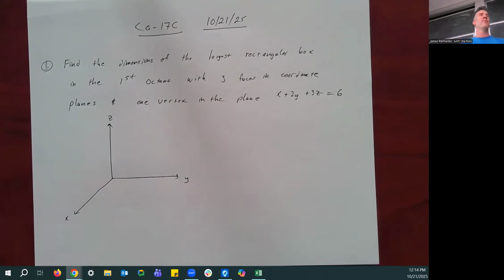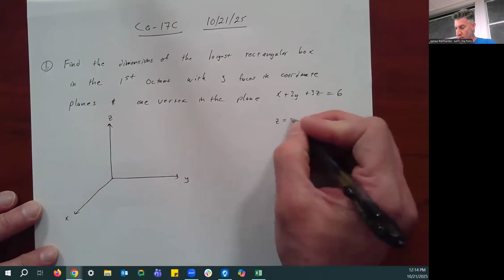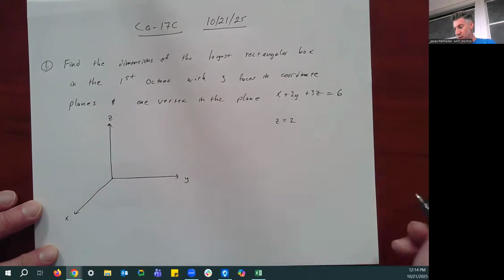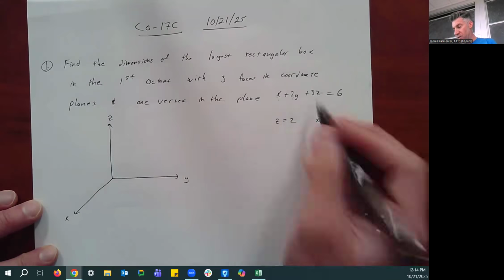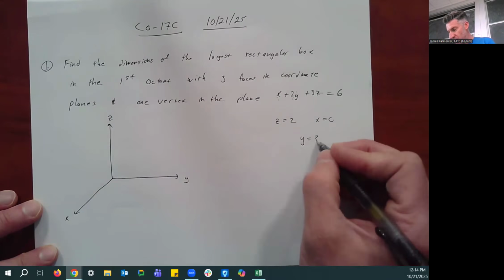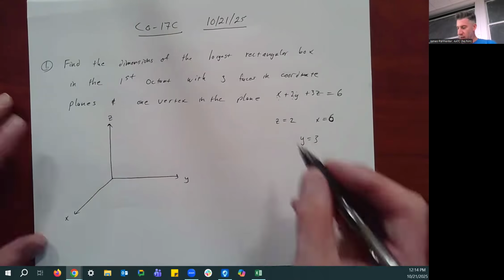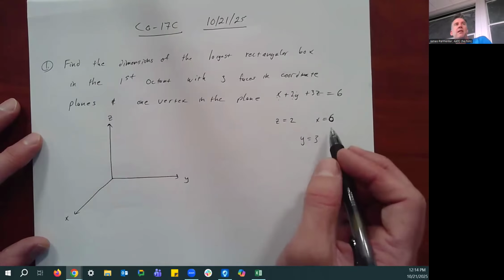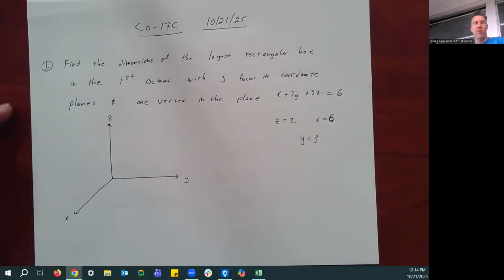When I draw a plane, I usually just like to find the intercepts. So if we set X and Y equal to 0, we get a Z-intercept of 2. If we set Y and Z equal to 0, we get an X-intercept of 6. And if we set X and Z equal to 0, we get a Y-intercept of 3. I said X equal to 6 and I wrote X equal to 0, so let's change that 0 into a 6. Those are my three intercepts. I could write Z as 0, 0, 2, and X is 6, 0, 0, and Y is 0, 3, 0, but we don't need to.